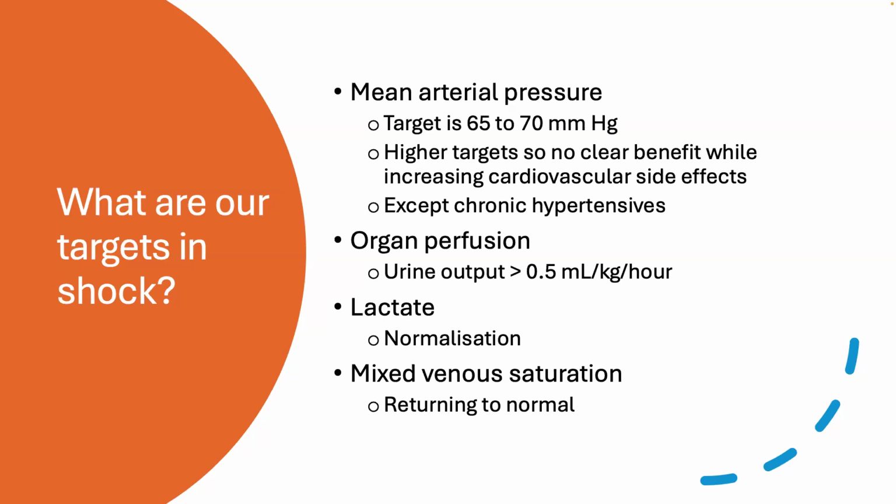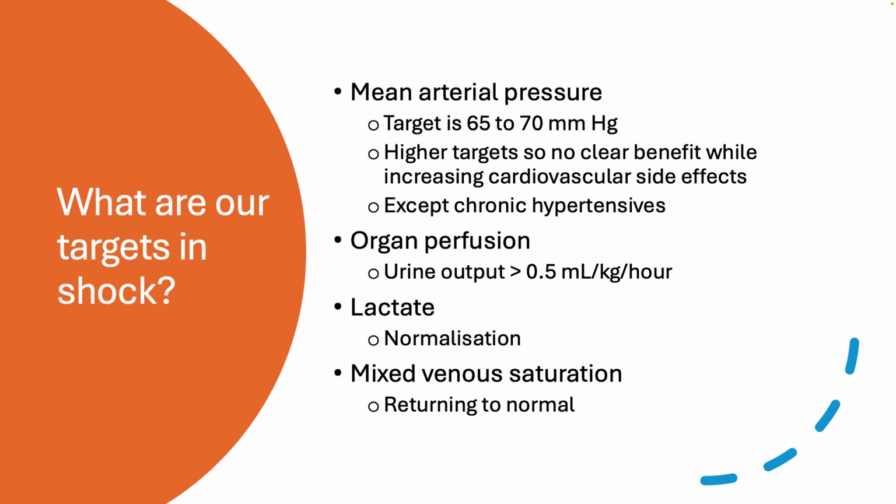Organ perfusion is another way to have a look at what our target is. We generally want a urine output of 0.5 milliliter per kilogram per hour. Lactate is important as well. So when we treat patients for shock, we would like to see that the lactate at least stabilizes in patients and ideally starts returning to a baseline.